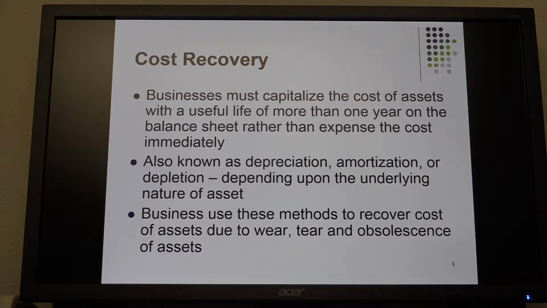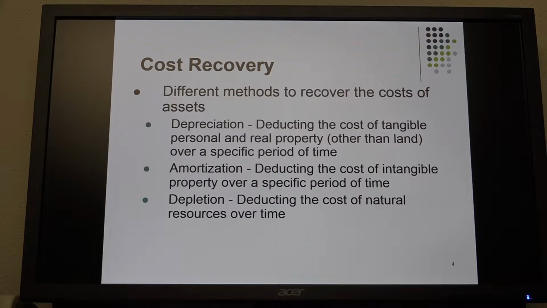Businesses use these methods to recover cost of assets due to wear, tear, and obsolescence of the assets. So, same general concept as in financial accounting that you should have learned. So here's your different methods, depends on the type of property you have. And under depreciation, you have both tangible personal and real property. Now, if you recall, in financial accounting, the one real property that we don't depreciate is land, but the buildings and improvements on the land we do depreciate.